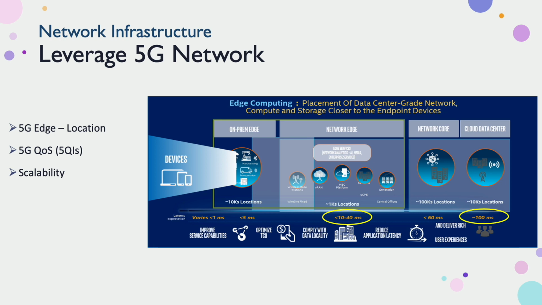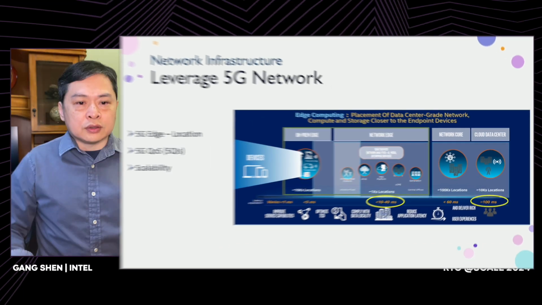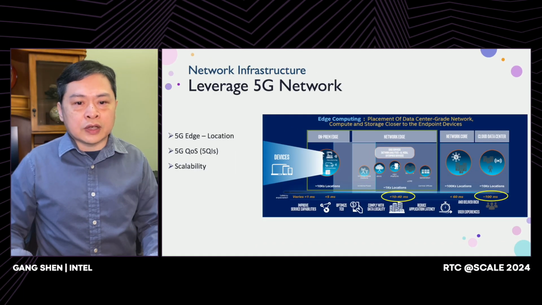If we place this application on the on-prem network, we do get much better latency. However, we will have difficulty scaling this application to a large region. So to trade off those factors, we can select the technical edge as the place to deploy this application. And in the edge server, we can also benefit from the 5G quality of services.